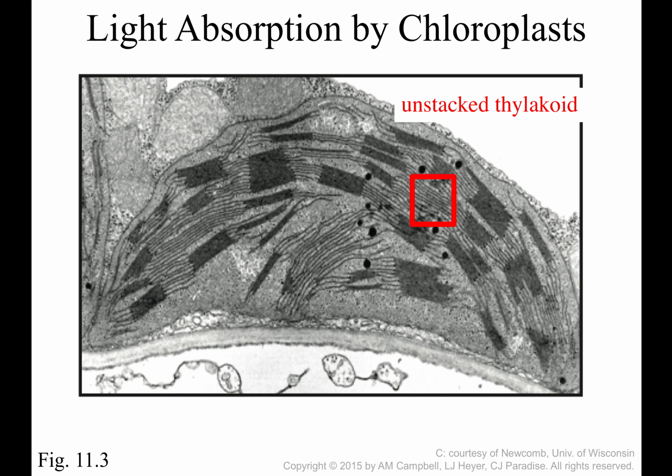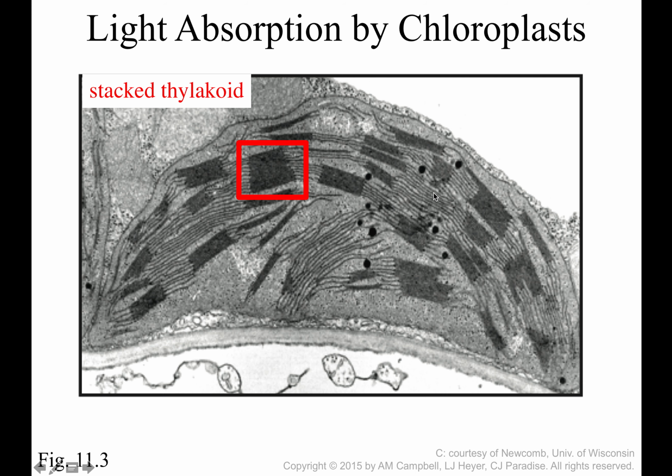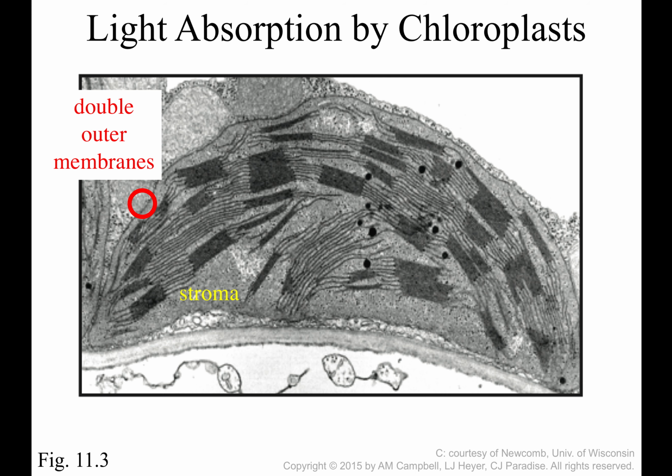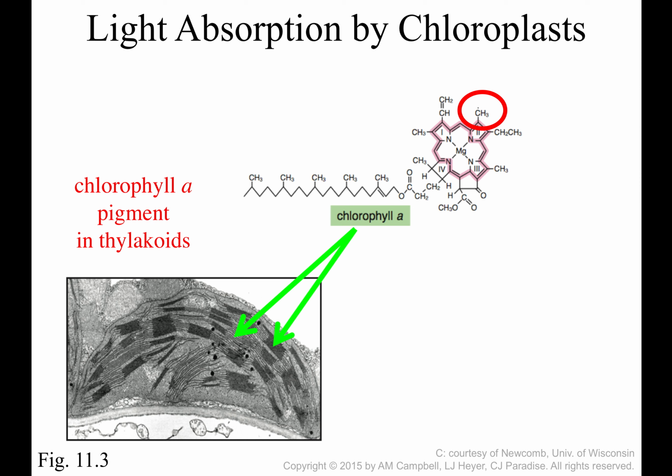If you look at an electron micrograph of a chloroplast, here's a chloroplast here. It's hard to see the two outer membranes, but it's easy to see the inner membrane, and it can be in spaces where it's not stacked or spaces where it is stacked. The stacks are called grana, and you'll see that on the diagram in the next podcast. Double outer membranes, and the stroma is the space on the outside.